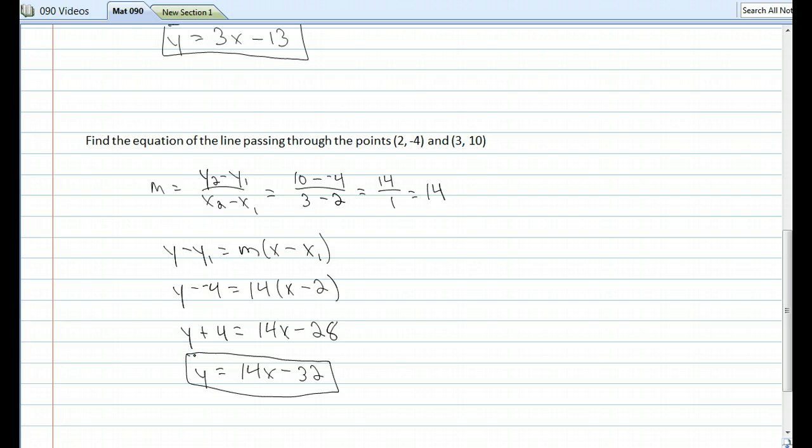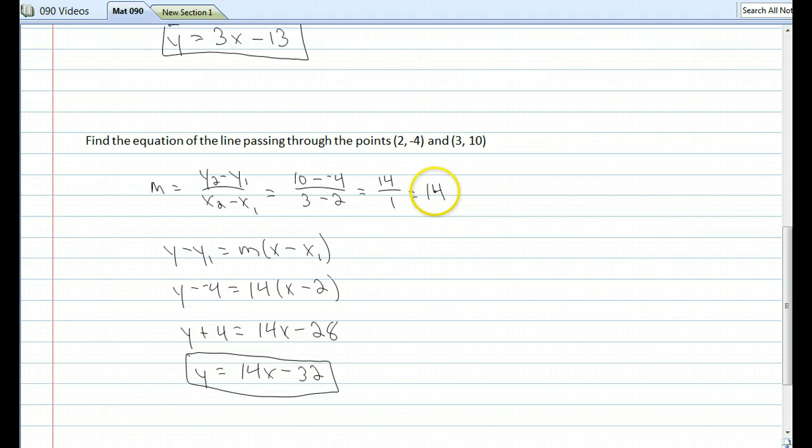That's my equation. Now if you had used x1 is 3 and y1 is 10 in this point slope form, you should end up with this same equation for the line. And again, anytime you're given 2 points in this type of problem, the first thing you're going to want to do is calculate a slope.